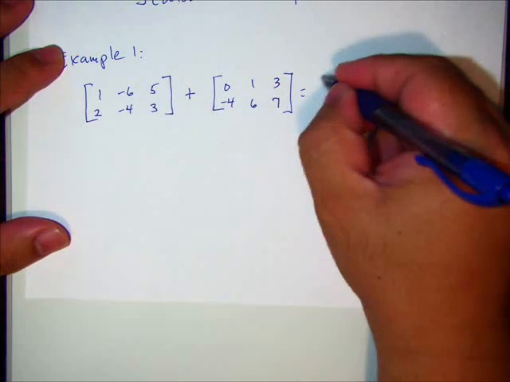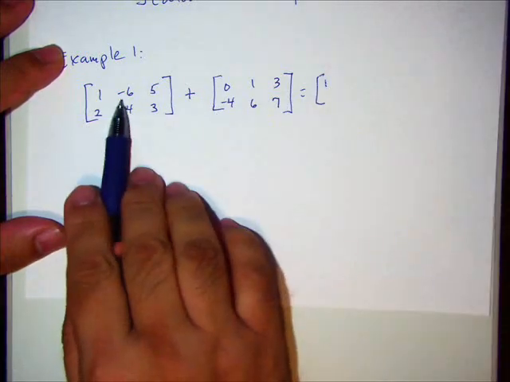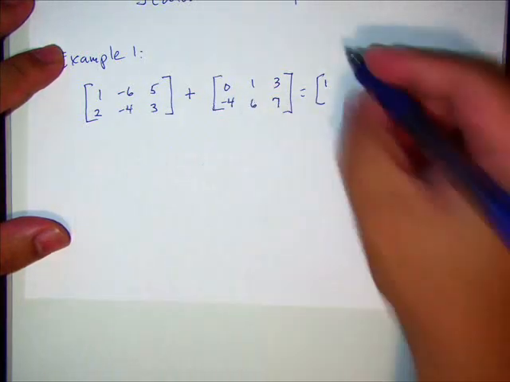1 plus 0 is 1. Negative 6 plus 1 is negative 5.